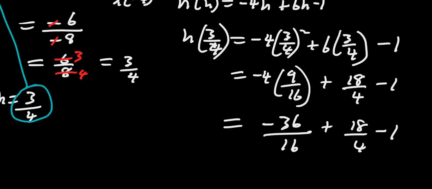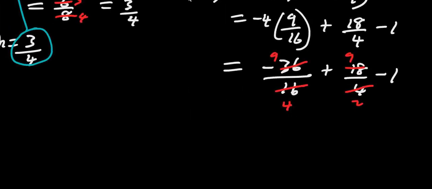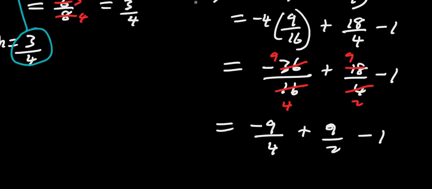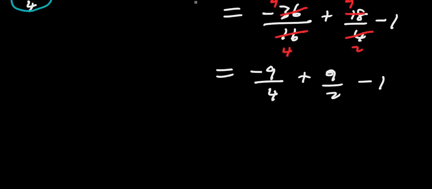So now let's simplify. So 4 into 36 will give us 9. So we have -9 over 4. And 2 into 18 will give you 9, and 2 into 4 will give you 2. So this will become -9 over 4 plus 9 over 2 minus 1. So let's try and have a common denominator.